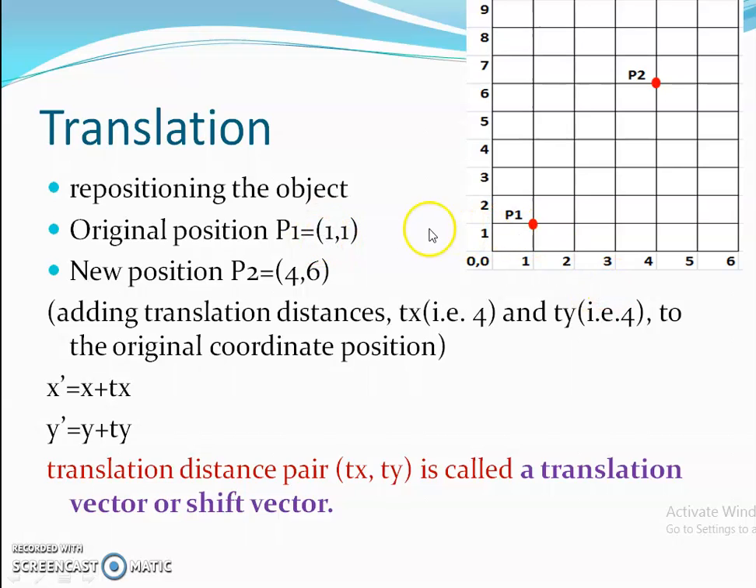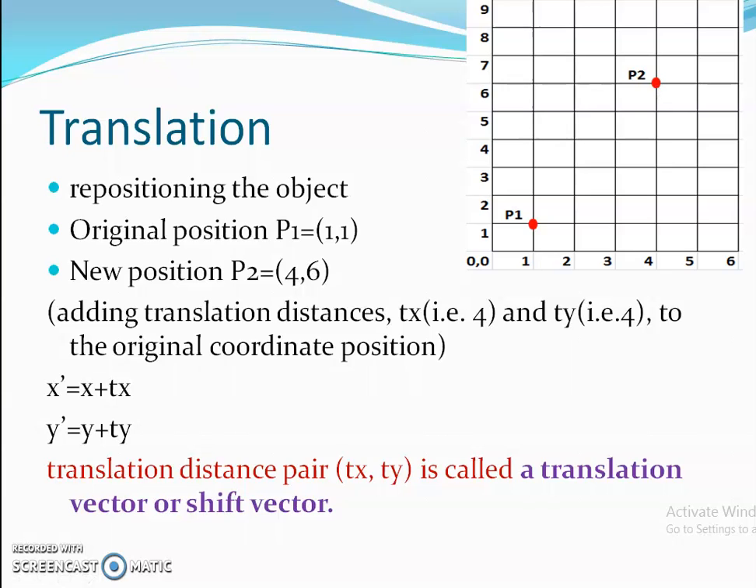Let's see an example. Our object is at position P1, the location 1 comma 1, and I want to reposition the object at location P2, that is 4 comma 6. Now we are deciding tx and ty.